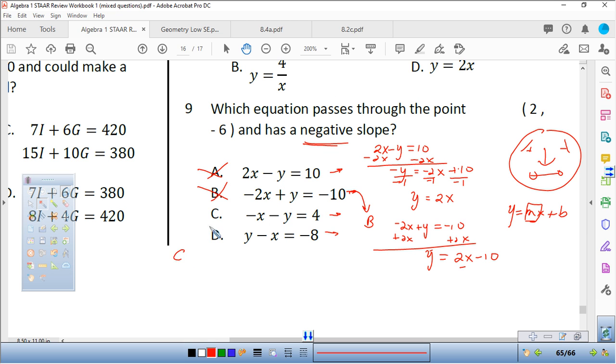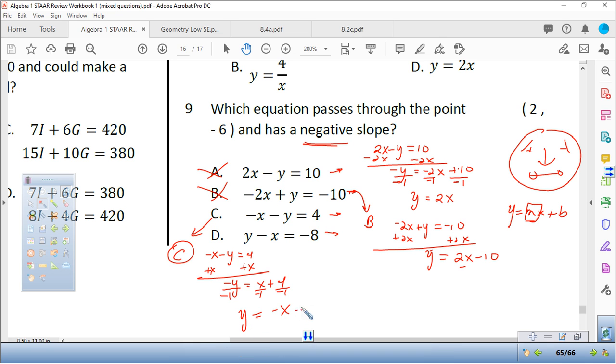Let's look at C right here. Sorry about that. Negative x minus y is equal to 4. We're going to go out here and add x, add x. We'll have a negative y is equal to x plus 4. We're going to divide by negative 1. We're going to have y is equal to a negative x minus 4. So far, I like that one. It's changed because it has a negative slope. And that's what they want, negative slope. So far, C is in the running.